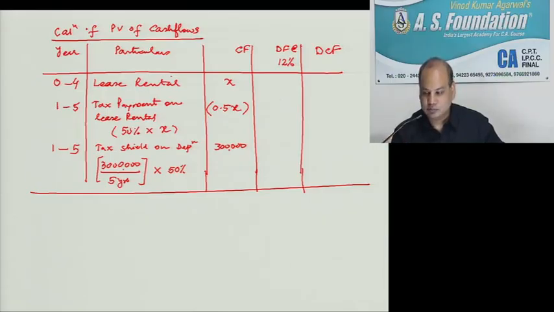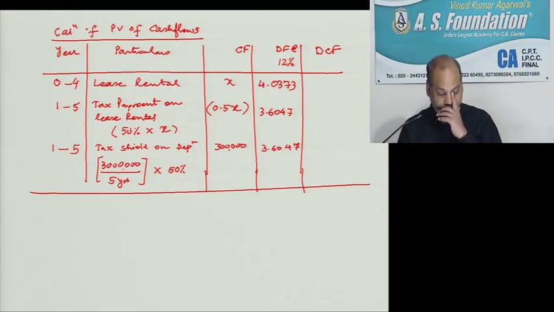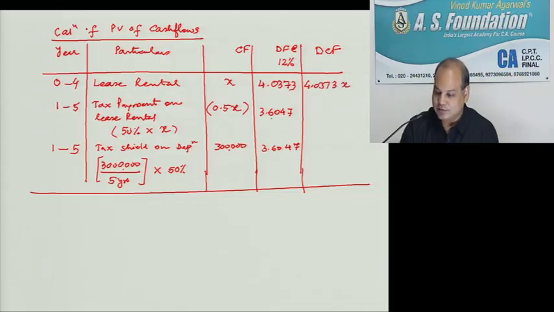Answer: 4.0373. Now 1-5: 3.6047. So multiply. The first one I will do: 4.0373x. The second one you will do: 1.8024x, approximately, right? Next one.